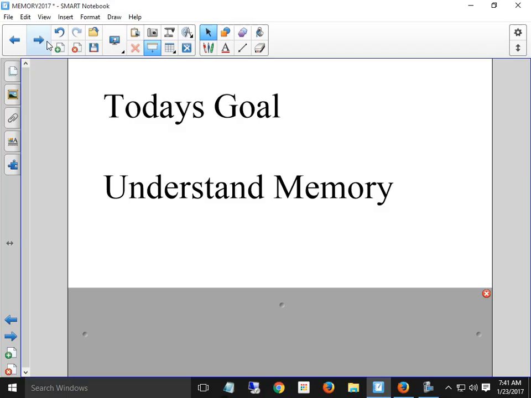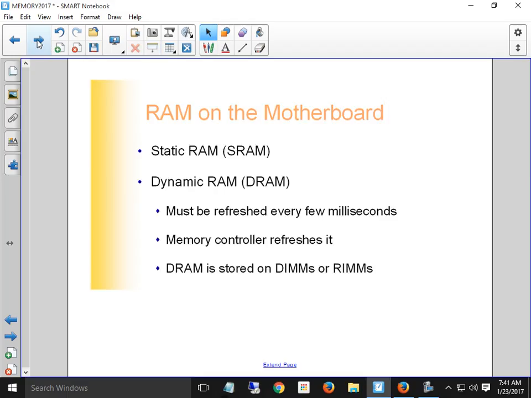Okay, so there are basically two different kinds of RAM: static RAM and dynamic RAM. Static RAM is RAM that can be written to and stays where it's at without having to be refreshed. There's only one kind of static RAM on your computer, and that's your CPU cache. Static RAM is much more expensive. It's also much faster than dynamic RAM. And so static RAM is your CPU cache.